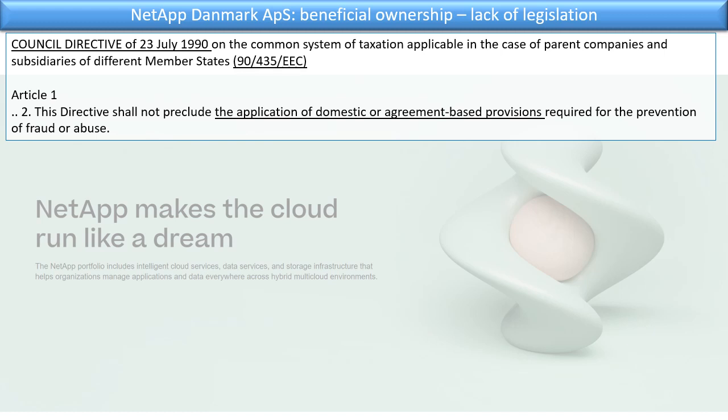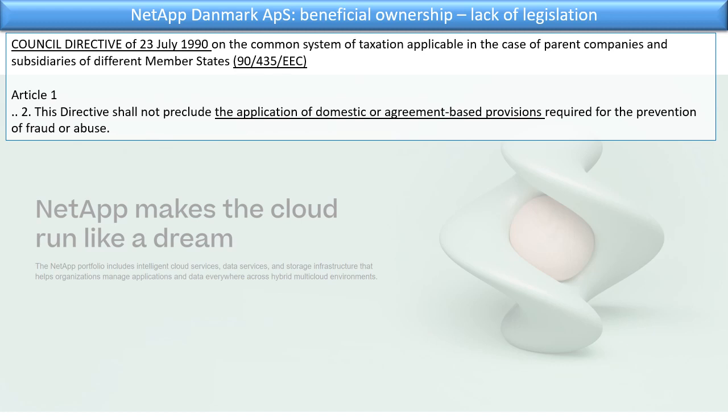So if we now look at the case itself, the first issue is this issue of lack of legislation, right? There were no laws in Denmark dealing with general anti-abuse rules for treaties, or a law implementing this text from the parent subsidiary directive. As you can see, this is 1990 text I have for you here, just to play along with the times that the case itself was playing.